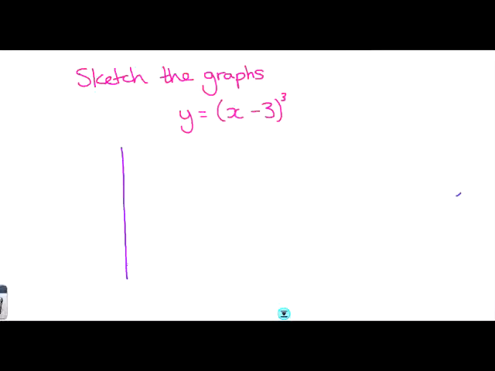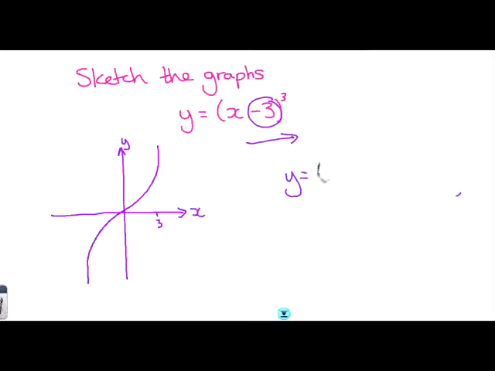Okay, so again, I'm going to label my axes and sketch y equals x cubed. There we go. So this means we're going to move to the right 3. So let's put that as 3. If we wanted to find the y-intercept, again, we'll be swapping the x for 0. So that's what we would have.